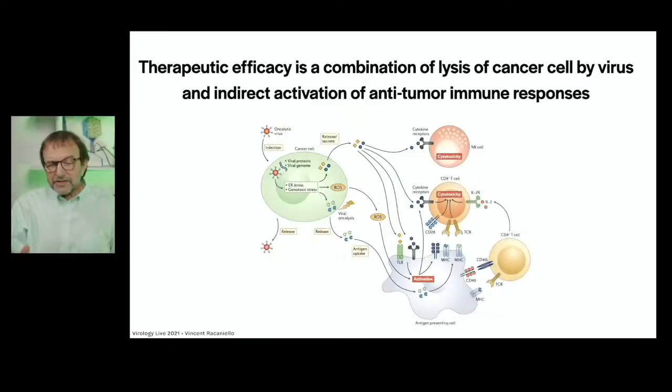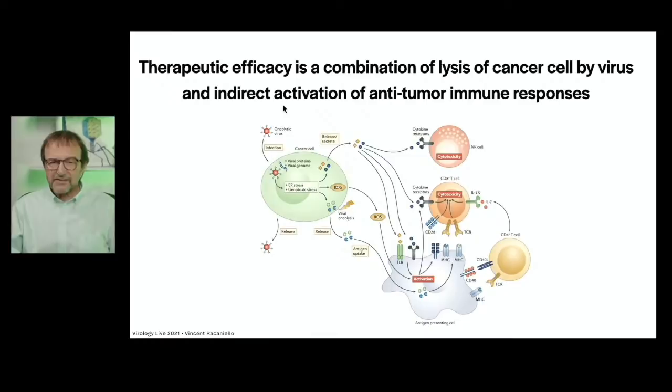So those are just some examples of different approaches. I think within 10 to 15 years, we will be treating most human cancers with viral vectors. I think it's that promising. But I want to leave you with this idea that therapeutic efficacy of these treatments is not just virus-killing cells, but the viruses activate the anti-tumor immune response.